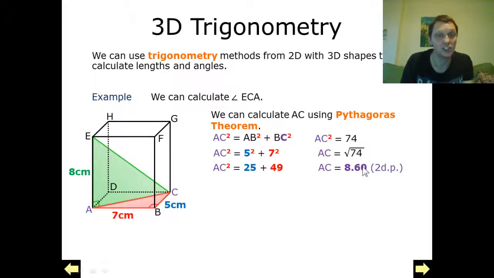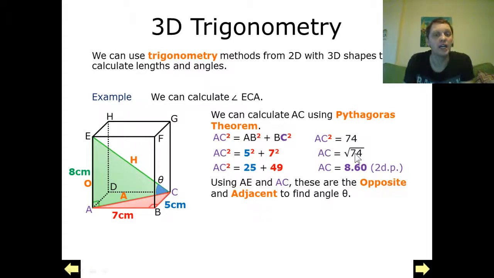Now I could have given my answer to 1 decimal place, but anytime that your question asks you to specifically give an answer to 2 decimal places and you've got nothing there and only one number, make sure you're putting in a 0 for your second decimal place. So now I'm going to use trigonometry to find my angle.